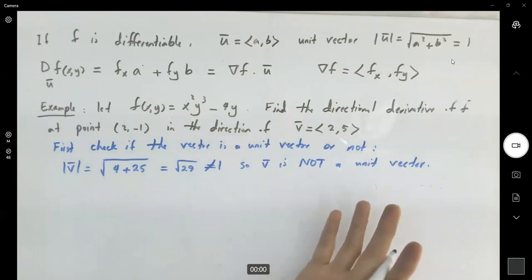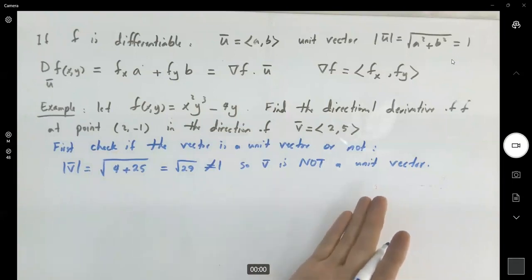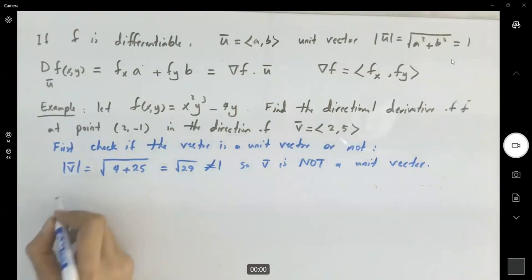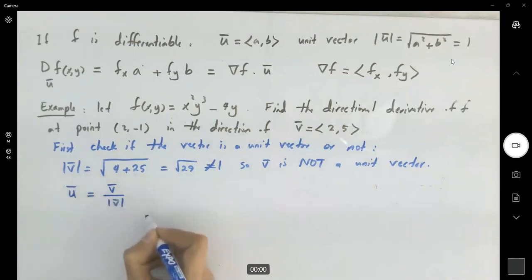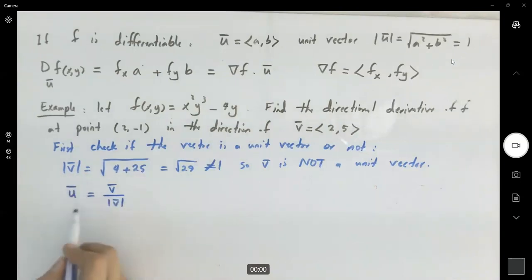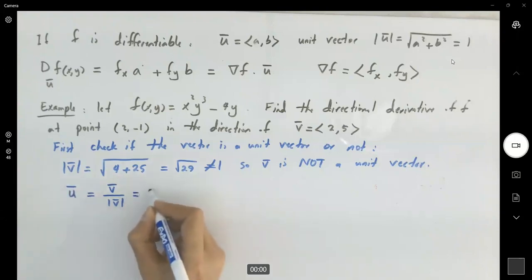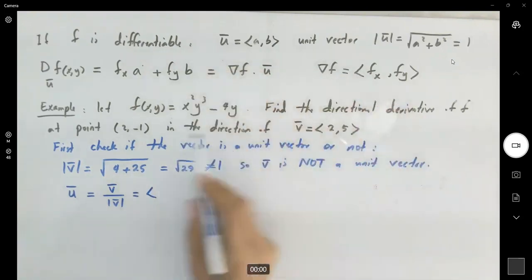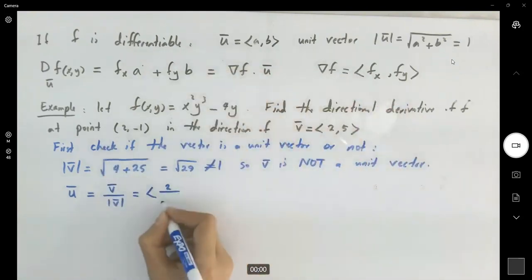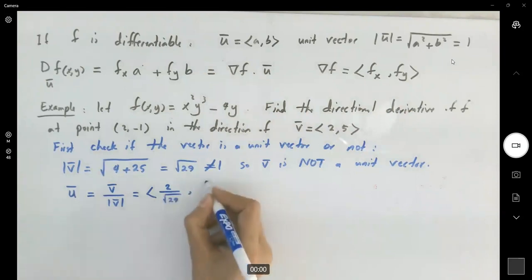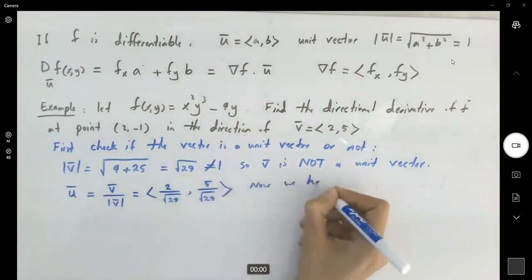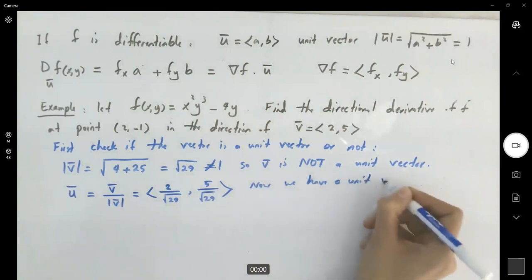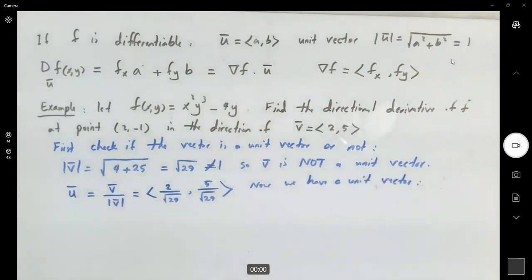So what's the remedy for that? What should I do here? Rescale that. Vector u is vector v divided by the magnitude of vector v. That way you create a unit vector. So your vector is 2 divided by square root of 29, comma 5 divided by square root of 29. Now we have a unit vector.